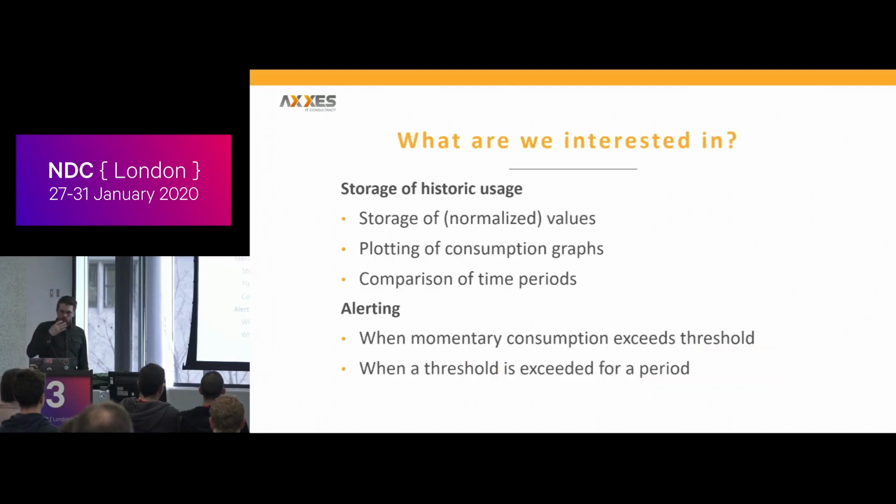So what did we want to do with these readings? We wanted to store all of them for all eternity so that we would have historic usage data for analysis. So we wanted to store all the normalized values. We wanted to be able to plot graphs on top of that. We wanted to compare time periods, and then we wanted to have alerting on them. We did have some machine learning that would detect unusual situations, not what we're going to talk about today, but we wanted to present some alerts to the user on their phones, like, hey, something is happening in your house that is not correct, please go check. Usually it's when consumption exceeded certain thresholds.